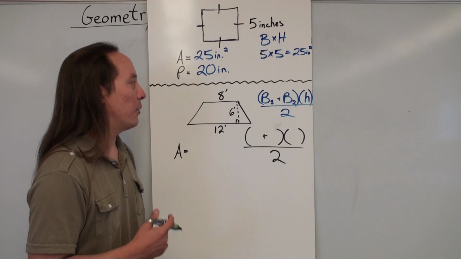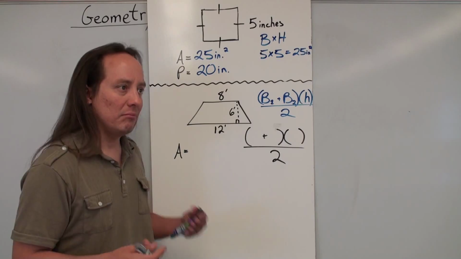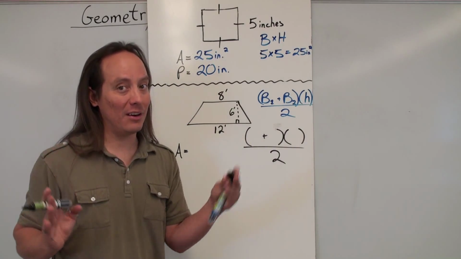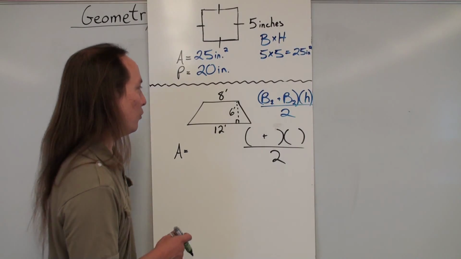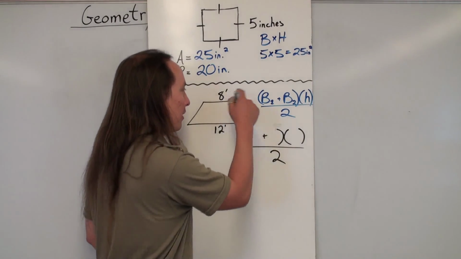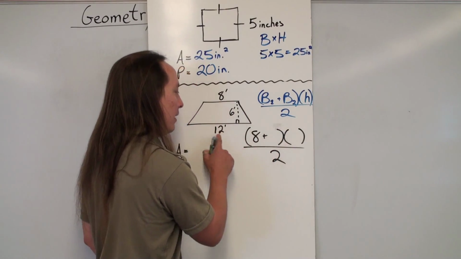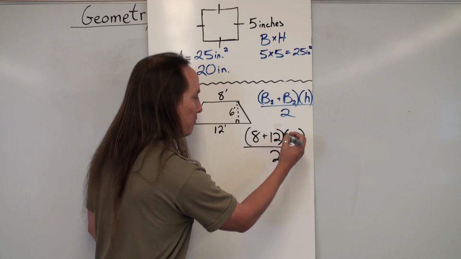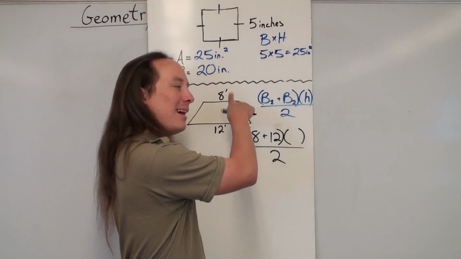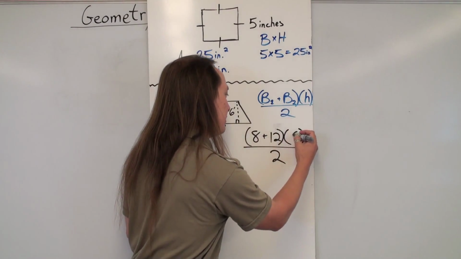Okay, so what are my 2 bases? The 2 lines that are parallel to each other. One's shorter, one's longer, doesn't matter which one's base 1 or base 2. So this time I'll flip-flop from the last one that we did. I'll call this 8 base 1, and I'll call the 12 base 2. Why not? It doesn't matter, I'm going to add them up anyway. And then times the height, okay, 6.